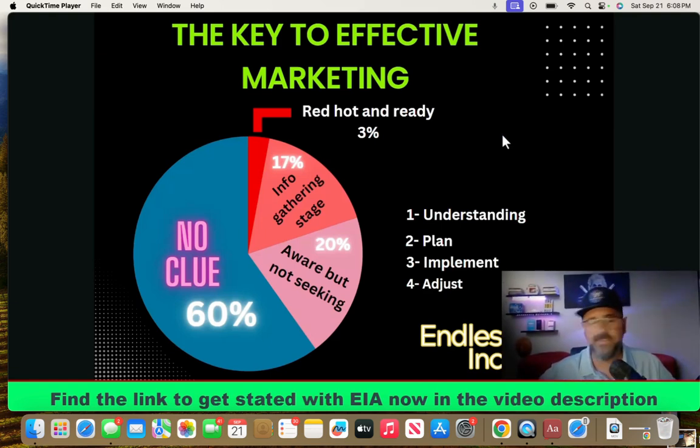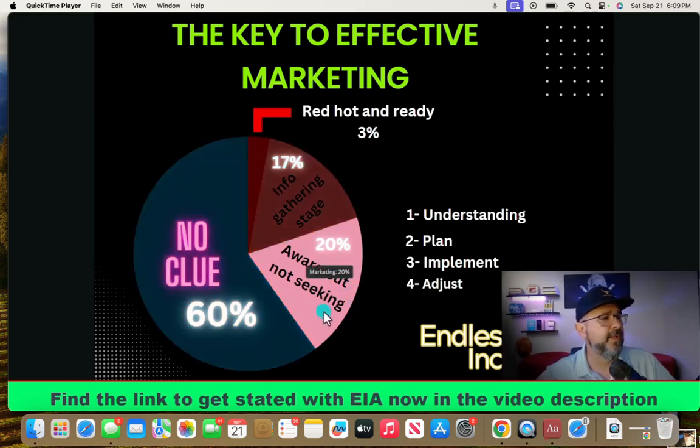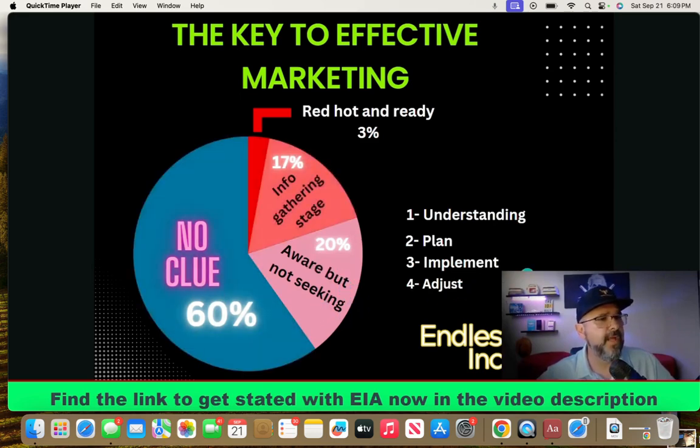So the 17%. Now the 20%: these people are aware, but they're not seeking. They know whatever your product or service is. They know that they have a financial problem. They know that AI might be coming for their job. They know that they're overweight and need to do something about it. Whatever it is, they're aware of it, but they're not currently looking.